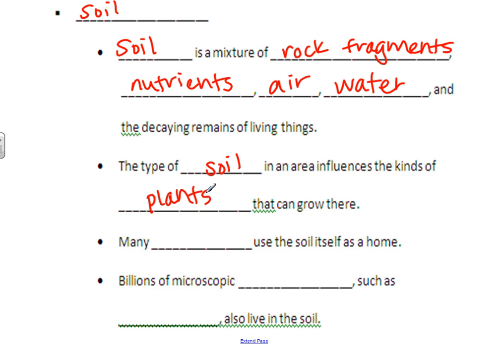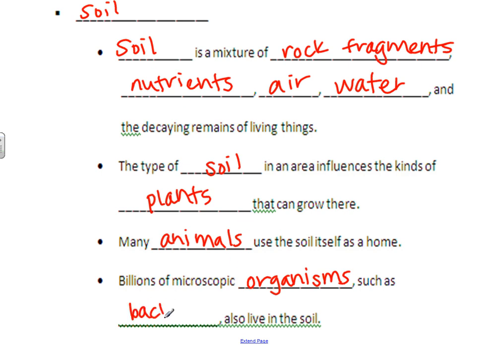So for example, Pickaway County has a little bit more of a drier, rockier soil than the clay-based soil that's in Ross County. So even though they're very close together, there's different soils, and there are some plants that will grow better in Pickaway County versus Ross County and vice versa. And there's many animals that call the soil its home. So there's many animals that use the soil itself as a home. And billions of microscopic organisms, such as bacteria, also live in the soil.